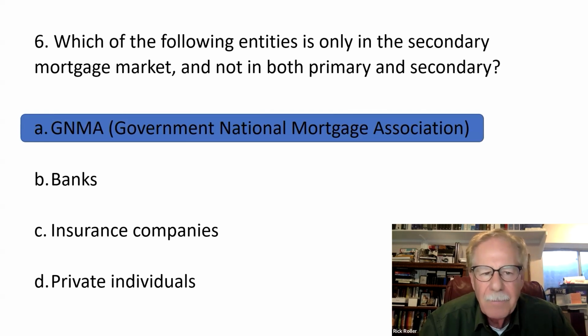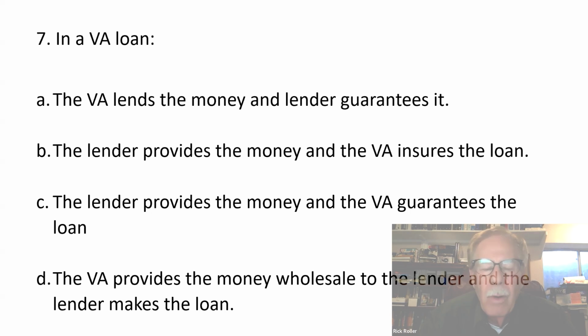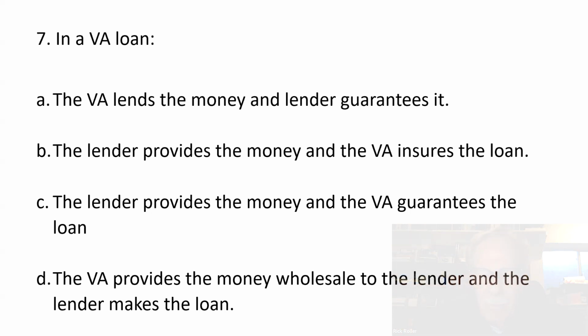Number 7, please. For you veterans out there talking about VA loans: the VA lends money and the lender guarantees it? Guarantees the loan? Don't think so, guys. Okay. How about the lender provides money and the VA insures the loan? How about the lender provides the money and the VA guarantees the loan? Or D, the VA provides money wholesale to the lender and the lender makes the loan.